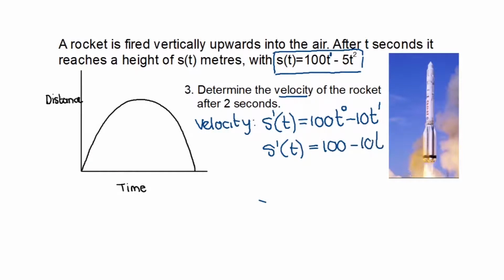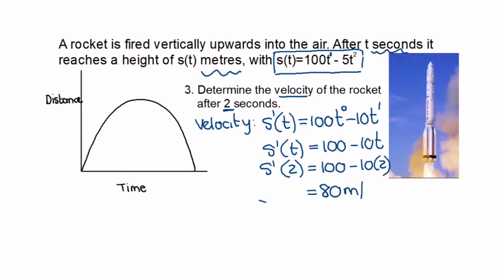I want to know what is the velocity after 2 seconds, so I replace the t with a 2. So it's going to be 100 minus 10 times 2. 100 minus 20 is 80, and the units that they told me to use is meters and for time seconds. In other words, it will be 80 meters per second.